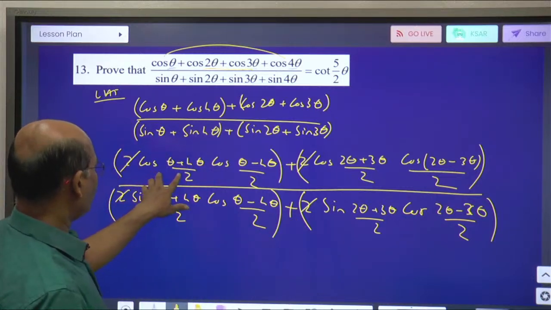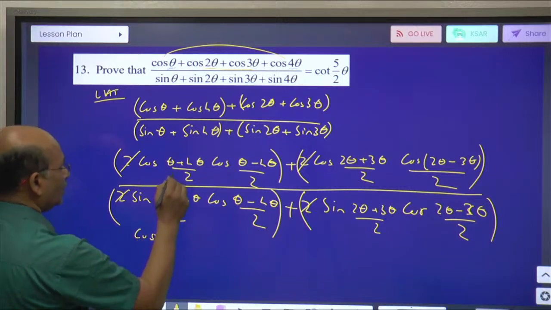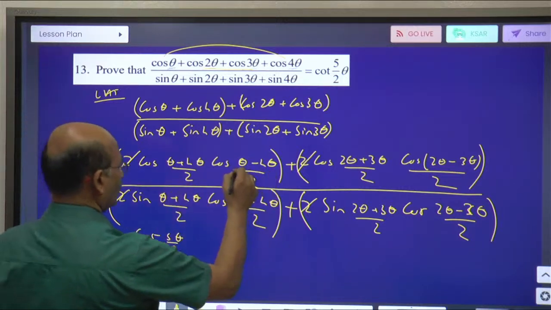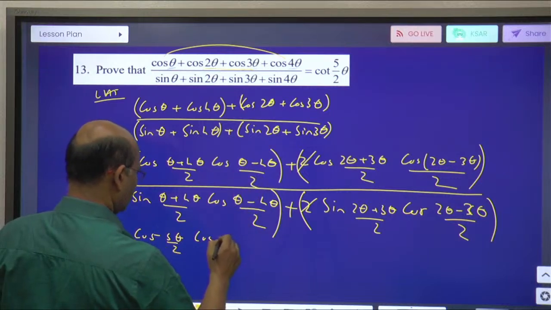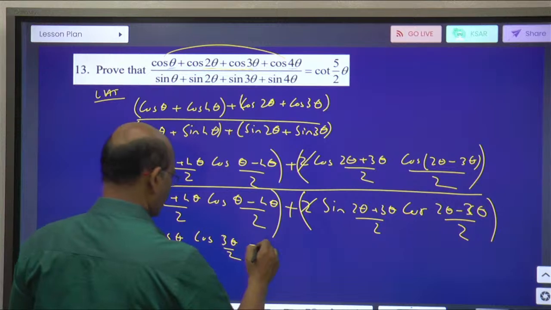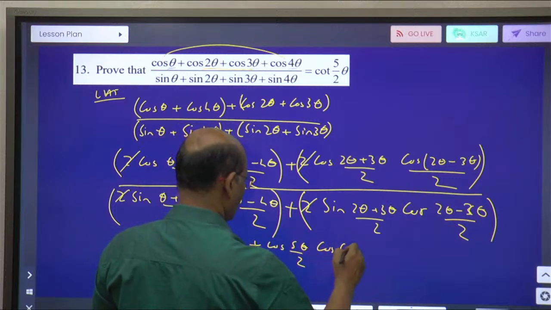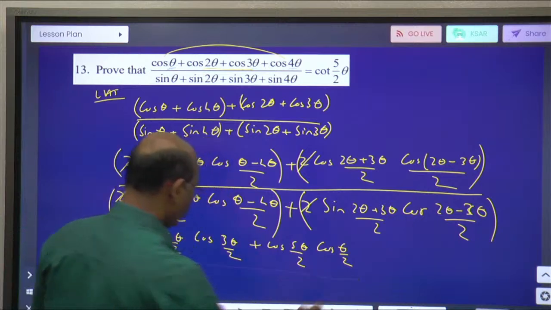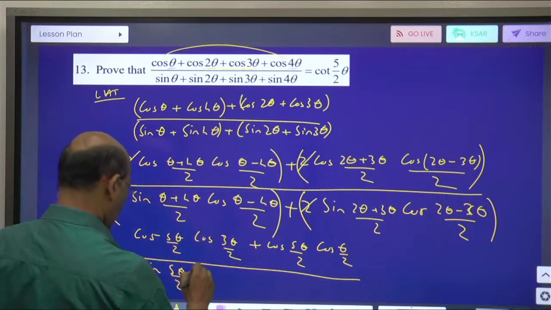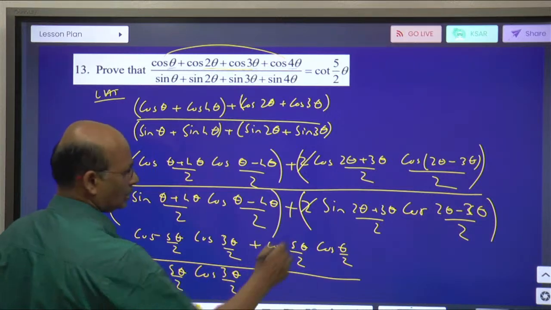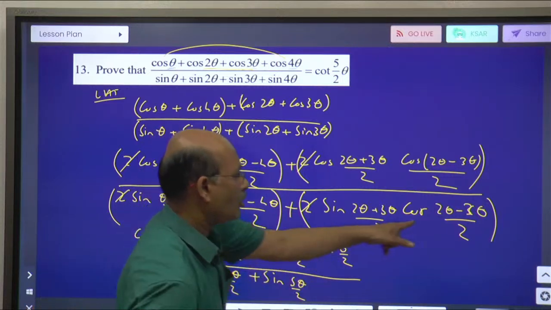Now look at this, this is cos 5 theta by 2 into cos of minus, this is nothing but cos 3 theta by 2, plus cos 5 theta by 2 cos theta by 2, upon, remember this 2 belongs to the angle, sin 5 theta by 2 cos 3 theta by 2 plus sin 5 theta by 2 cos theta by 2.